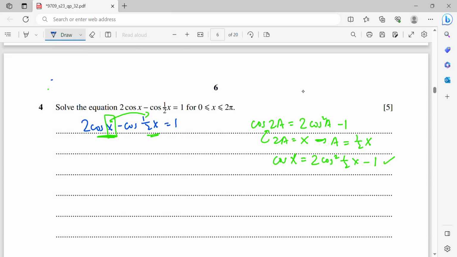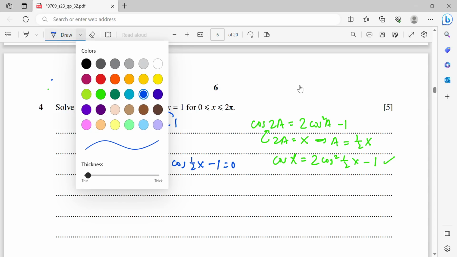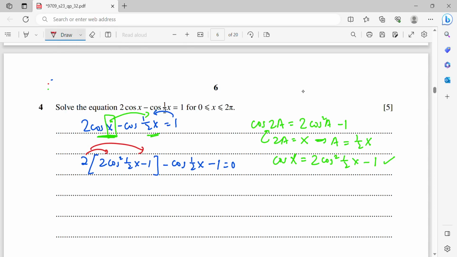So I will replace this cos x by this expression. So then you will be getting 2 bracket, the cos x will be 2 cos square half x minus 1, then minus cos half x, then minus 1 I move to the other side, equals 0. Then again, now I will do the expansion. This 2 will be brought into the brackets. Then you will be getting 4 cos square half x minus 2 minus cos half x minus 1 equals 0. Then you will get 4 cos square half x minus cos half x. The minus 2 and minus 1 will be minus 3.